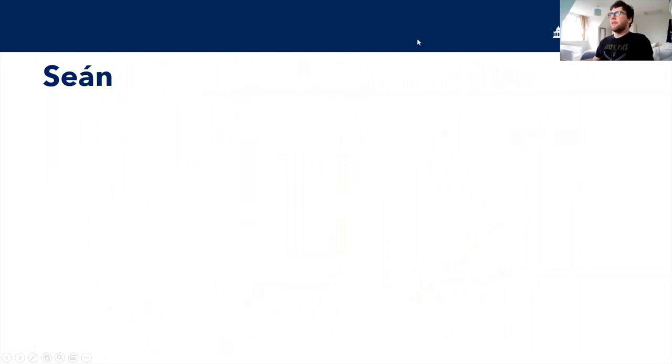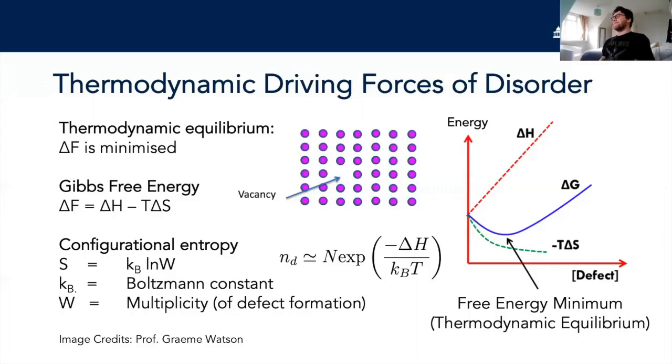So now I will hand back over to Sean to talk about some other insights that we can get from transition level diagrams. I'll mute myself now. Thank you, Joe.